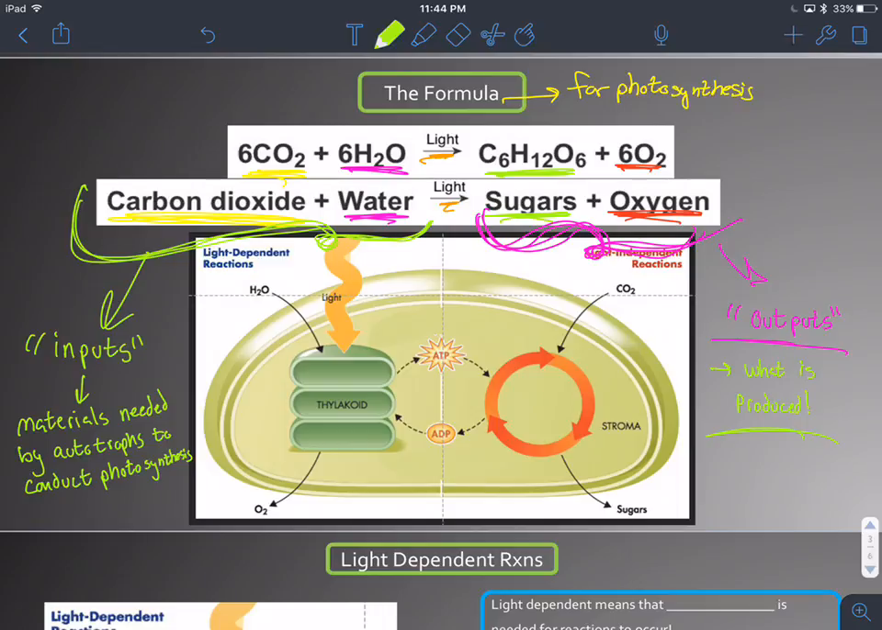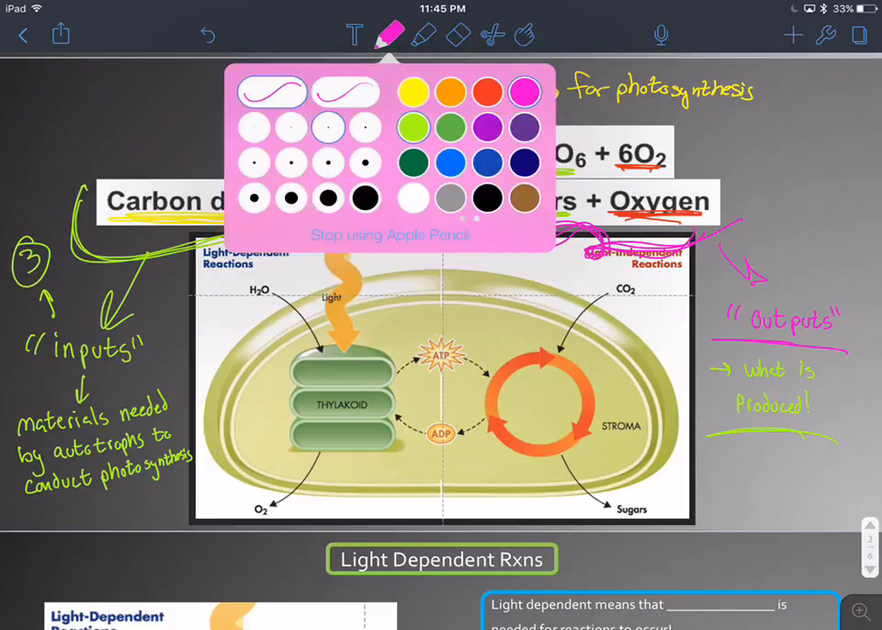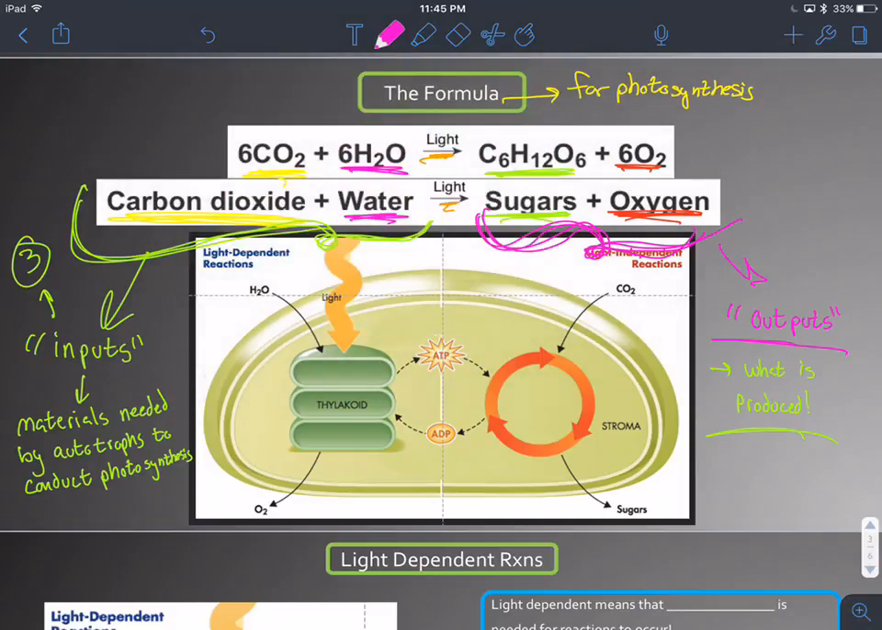So our inputs consist of carbon dioxide, water, and sunlight. Right, there's 3. While our outputs consist of sugar and oxygen. Right, so we have 2 of those. And this is the equation that in any biology course you take, you will always see this. Carbon dioxide plus water equals sugar plus oxygen when in the presence of sunlight.